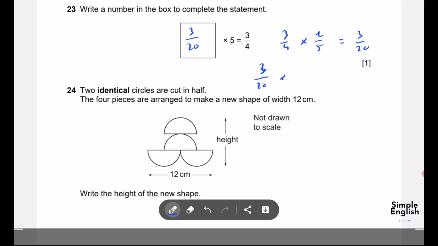3 over 20 times 5, so I divide generally, 5 into 4 times 5, right? So that's why we have it equal to 3/4. So this is correct.